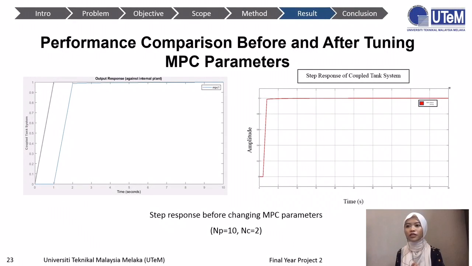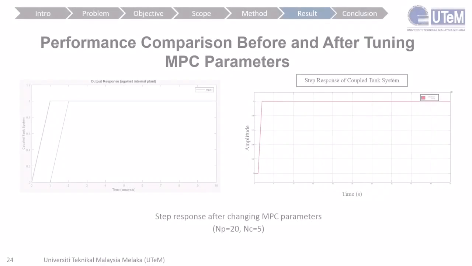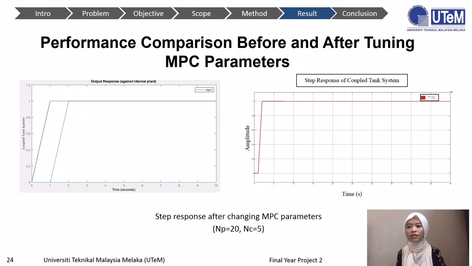Next is the comparison between before and after tuning MPC parameters. This is the step response before changing MPC parameters, with prediction horizon equal to 10 and control horizon equal to 2. Next, this is the step response after changing MPC parameters with prediction horizon equal to 20 and control horizon equal to 5.